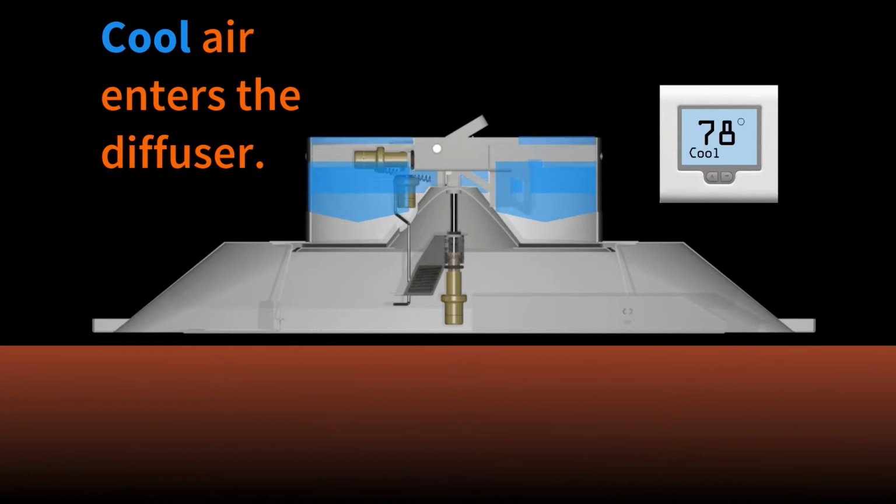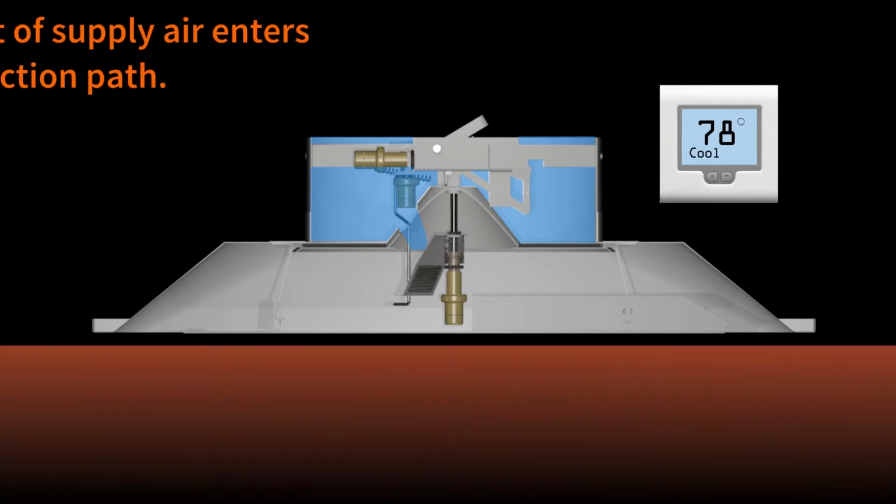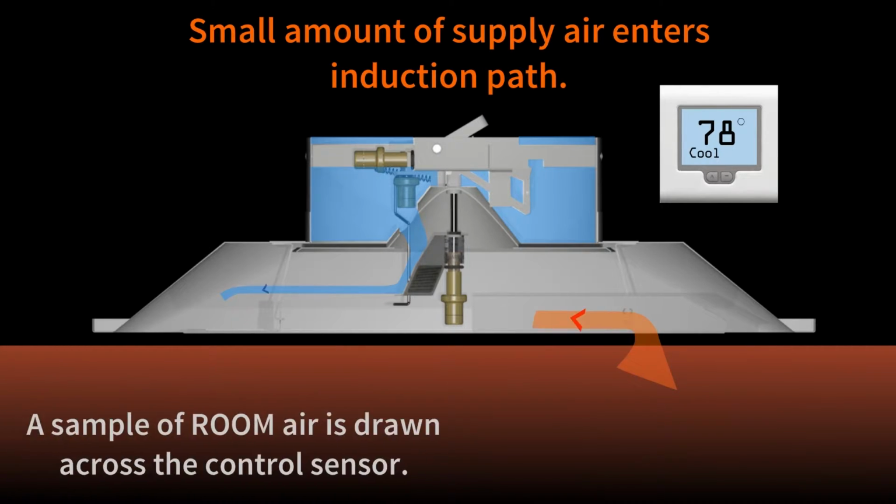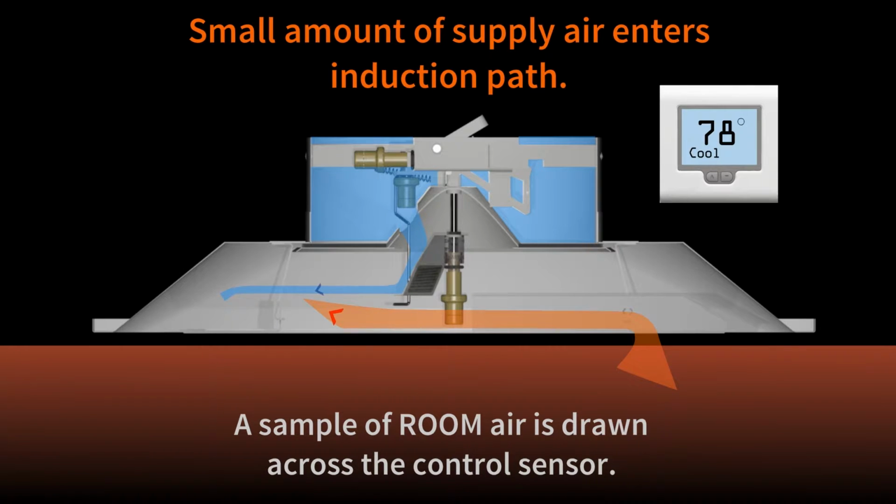In the cooling mode, cool air enters the diffuser. A small amount of supply air passes through a nozzle in the diffusion damper and is diverted back into the primary air path. This creates just enough negative pressure to induce a constant sample of room air across the thermal actuators.